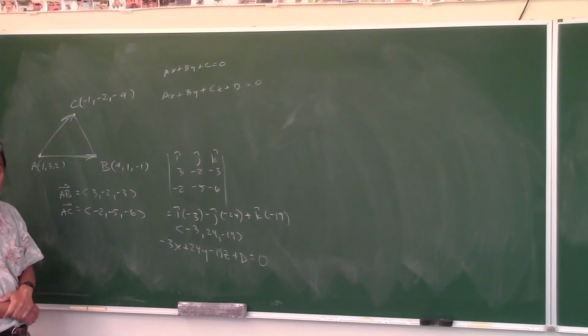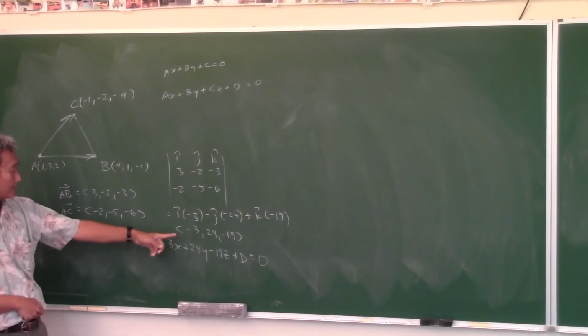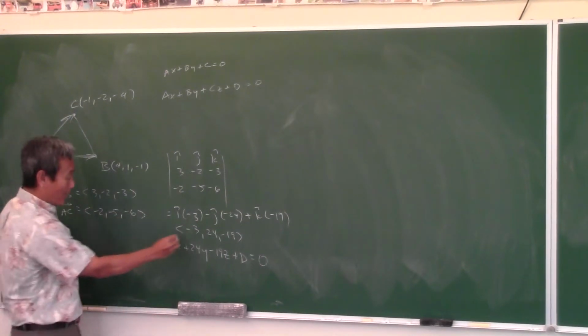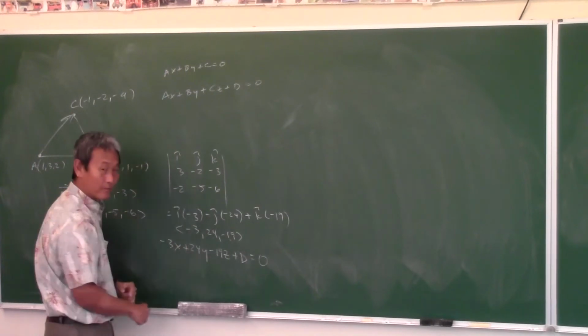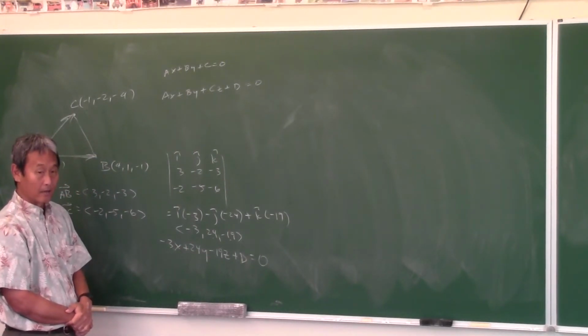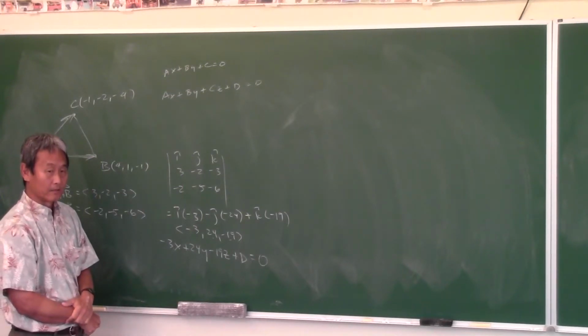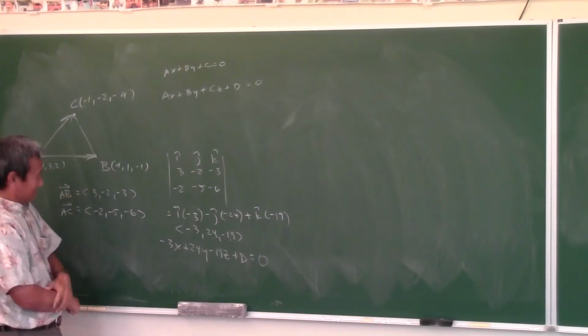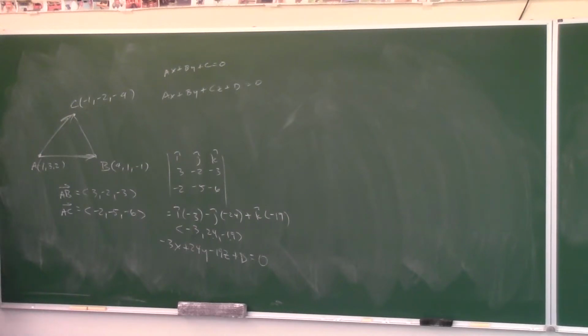Wait, if that's the perpendicular vector, wouldn't... Yeah, the components of the vector are the coefficients of the plane. Yeah, that's the perpendicular vector. Okay, so that's how you write the equation of a plane.